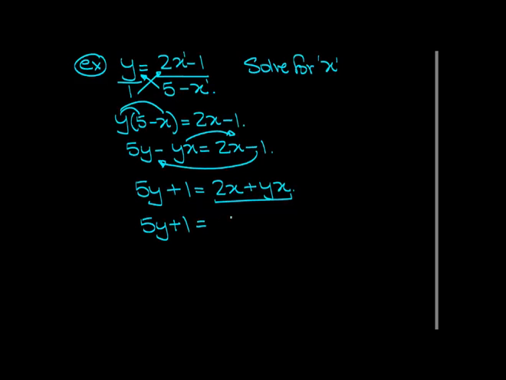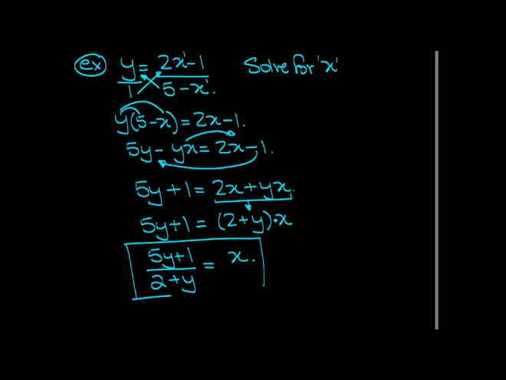I can take out an x, because there's an x common in both those terms. So I get 2 plus y. So now I combine those two terms into one. This term 2 plus y is attached to this x by multiplication. Since I want to solve for x, I want to get rid of that 2 plus y. I do the opposite of multiplication, which is division. So I get 5y plus 1 divided by 2 plus y is equal to x. So there's my formula for x given y.